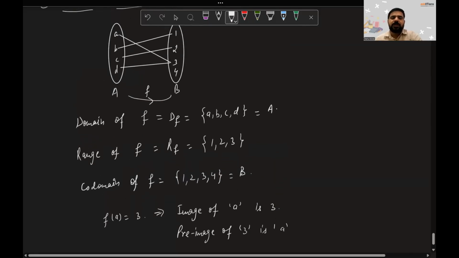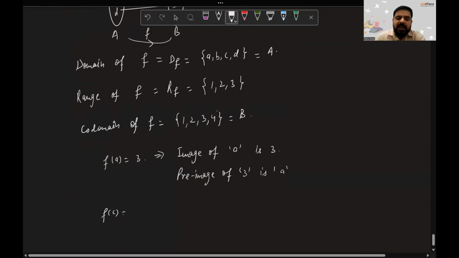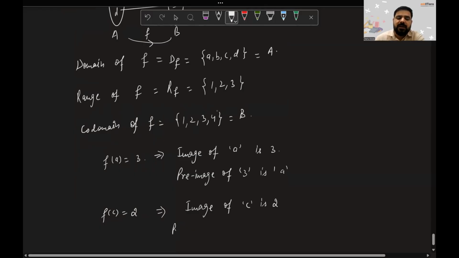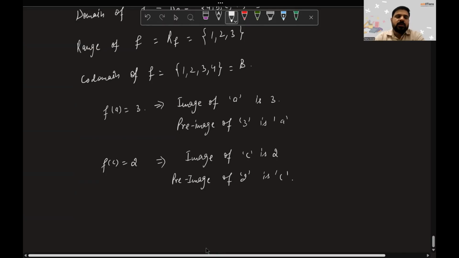Likewise, if I write another thing, let's say I have f of C as 2. So what is the image of C? Image of C is 2. And similarly, if someone asks us what is the pre-image of 2? That is going to be C. So I hope you will be able to figure out image and pre-image from this discussion, right? So what are we done with till now? We are done with the definition of function. We are done with what image is, what pre-image is, right? So all these things are sorted till here.